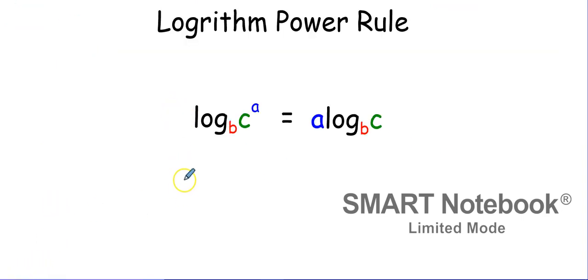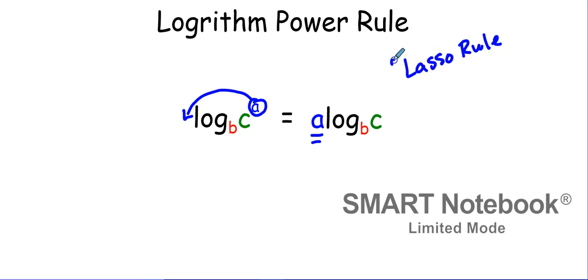So to formalize this a little bit, it's called the logarithm power rule. What I usually refer to it as is actually the lasso rule, because if we just lasso this exponent and pull it out front, we get this equivalent expression, and we can solve these things a lot easier. So logarithm power rule, or the lasso rule, I like to call it, because we just kind of lasso that exponent, pull it out front, and it gives us an equivalent expression.